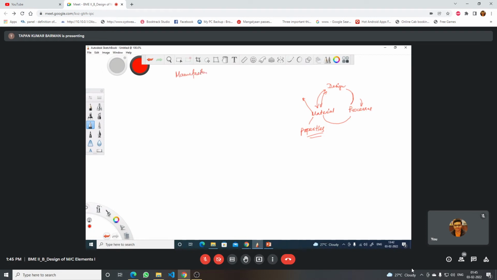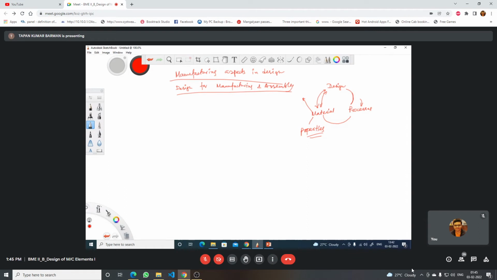Manufacturing aspects in design. Also we call it design for manufacturing and assembly. Okay, design for manufacturing and assembly, and this will help you to simplify the design.